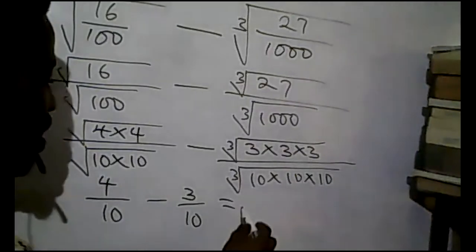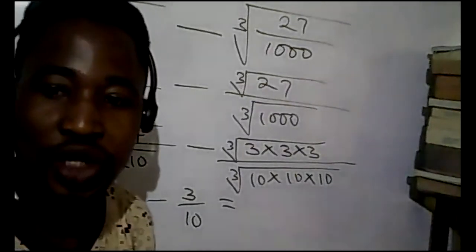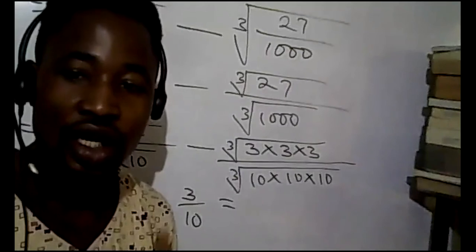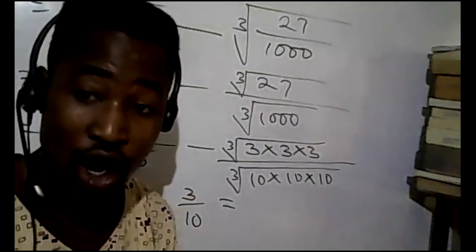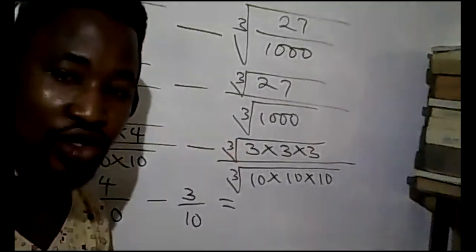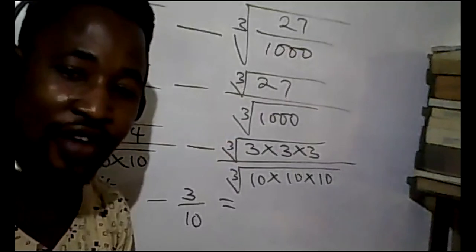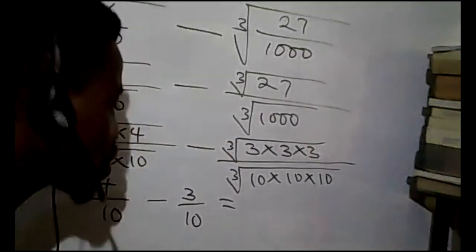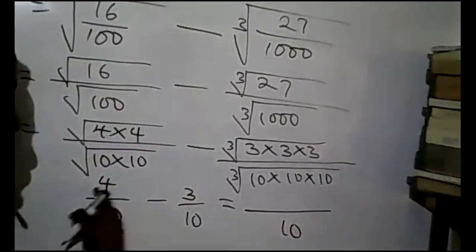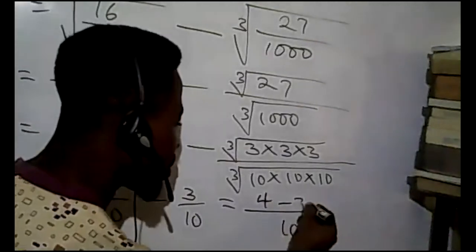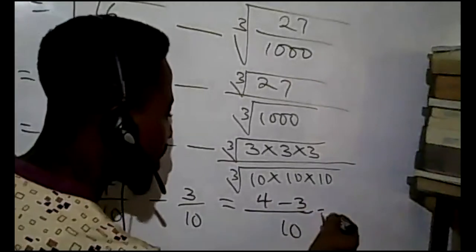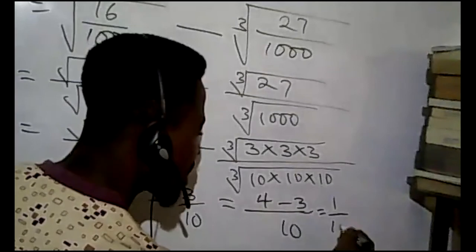Now this is quite easy. How do you subtract fractions that have the same denominator? When fractions have the same denominator, what you do is just write one of the denominators and subtract the numerators. I repeat, how do you subtract fractions with the same denominator? Just write one of the denominators, 10, and subtract the numerators, that is 4 minus 3. Can you see that? So what is 4 minus 3? 4 minus 3 is 1 over your 10.